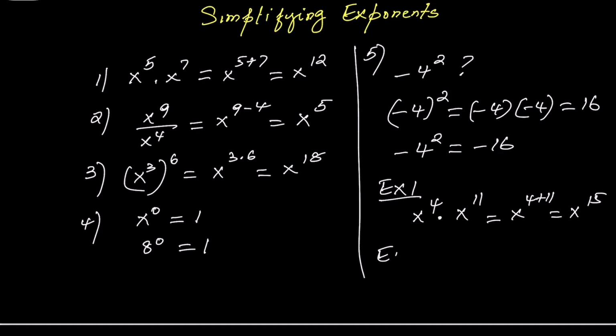Example 2. x to the fifth power raised to the third power. Multiply 5 times 3 equals 15. So we get x to the 15th power.